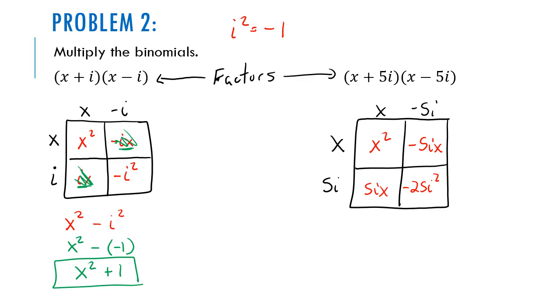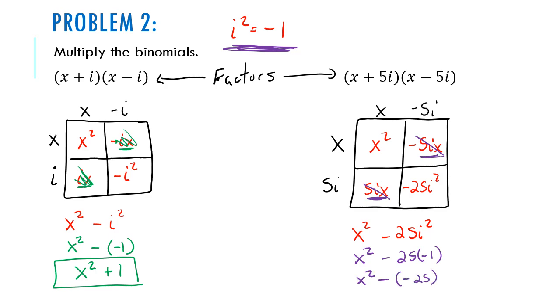All right, so once again, if you have 5ix and then you take away the same amount, you have no more 5ix. So we're down to just x squared minus 25i squared. Well, once again, i squared means negative 1. So we really have x squared minus 25 times negative 1, which means that's really x squared minus negative 25. Two negatives make a positive, so this is really x squared plus 25.